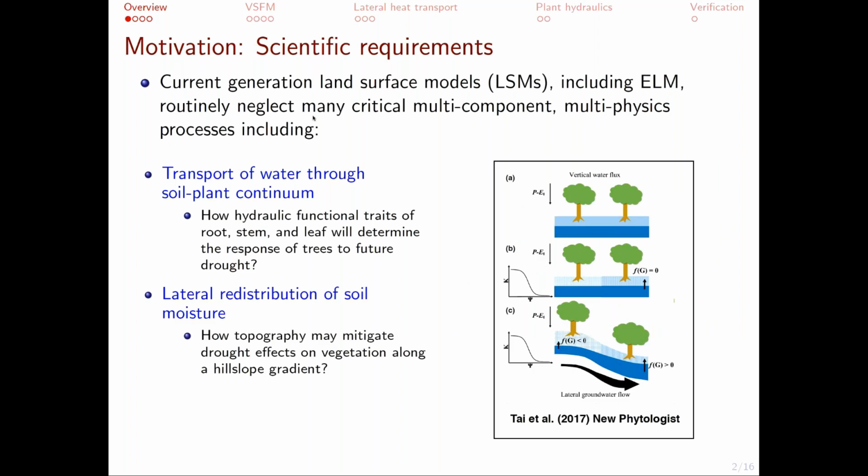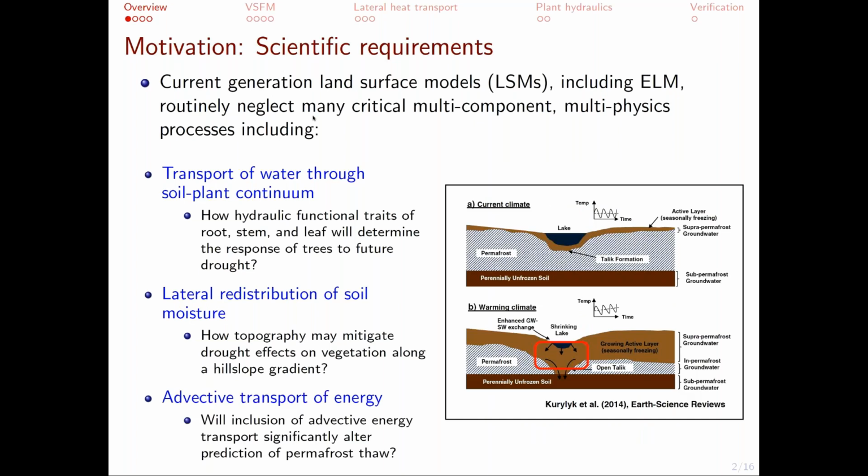Another example of a process that is completely omitted is the lateral redistribution of near surface soil moisture as well as deeper groundwater table. We know that the topography will lead to hydraulic gradients. And there are some recent studies suggesting that this hydraulic gradient due to topography might mitigate how vegetation responds to drought stress.